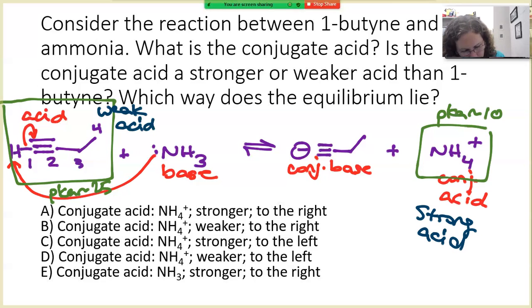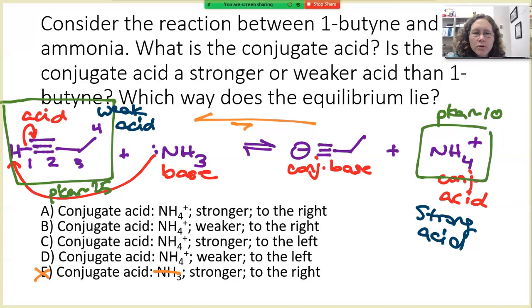And from here, we can then tell which way the equilibrium lies. The equilibrium always goes from strong acid and strong base to weak acid and weak base. So this tells us that the equilibrium would lie to the left. All right. We can look at our answer choices now and think about what our answers are. We can cross off E right away because the conjugate acid doesn't make any sense there. It hasn't changed. The base is still NH3.